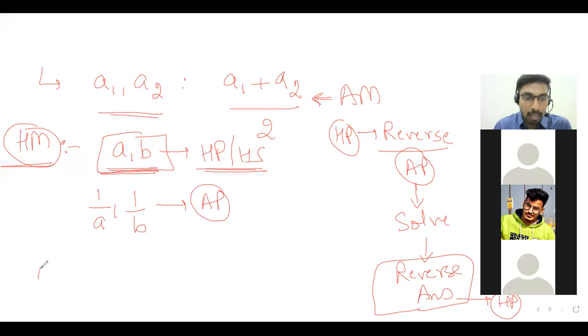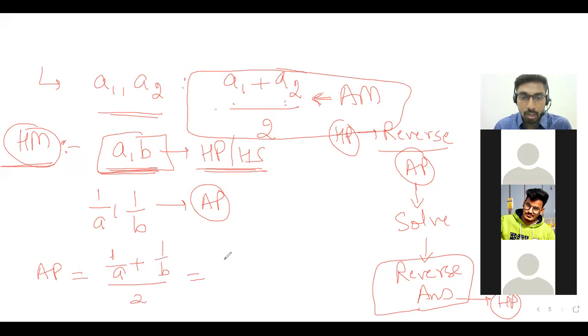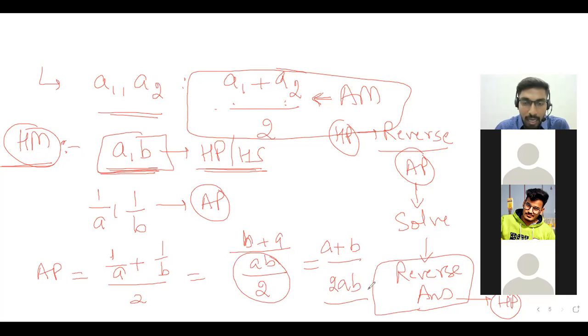For AP, I already told you the arithmetic mean for two numbers is (A1 plus A2) upon 2. That means first term plus second term divided by 2. So first term 1 upon A, second term 1 upon B, divided by 2. Now you can solve 1 upon A plus 1 upon B like this, (B plus A) upon 2. So basically this will be in multiplication, that means (A plus B) upon 2AB. Is it clear or not? Please tell me.